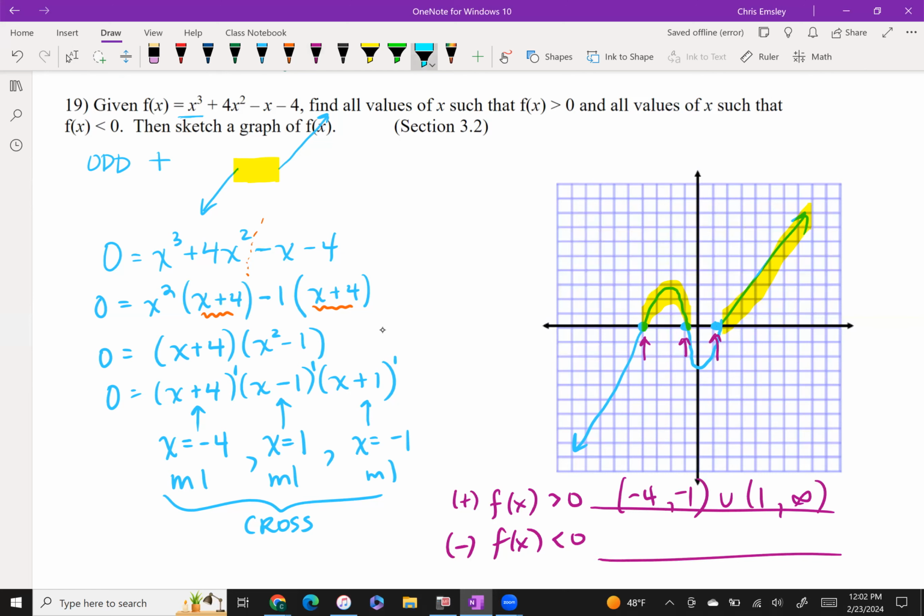We are negative here and here. Again, looking at our x values, that first green highlighted negative section is from -infinity up until x equals -4. Then it's above. We don't want that. We're looking for negative intervals this time. Then it goes under. It's negative again from -1 to +1.